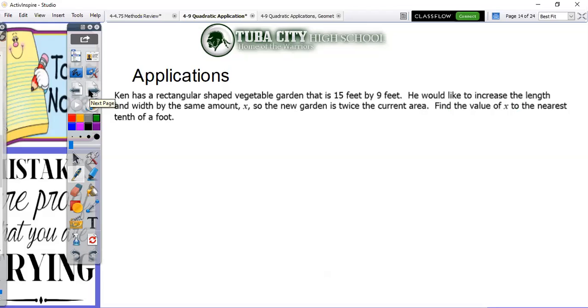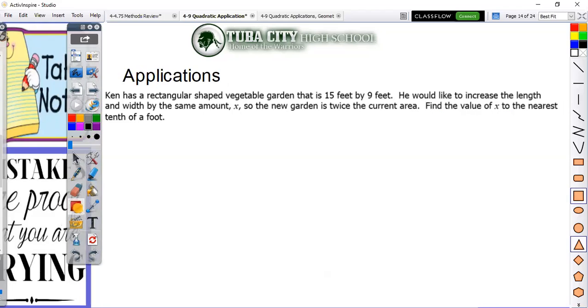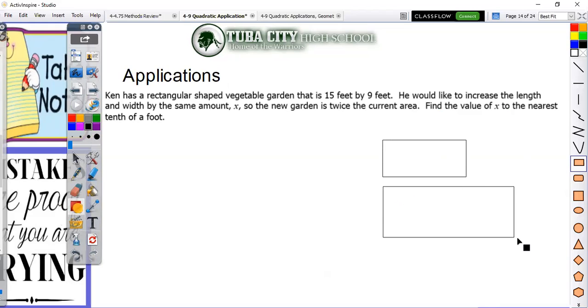All right, so again, we're looking for x. So we're not really looking for the length or the width of the garden. So he wants to make it double the size. So again, let's go ahead and I'm going to make a diagram here. And again, maybe you can get along without it. That's okay. And we need one that's about twice the size. And I don't know if that's going to be twice the area.